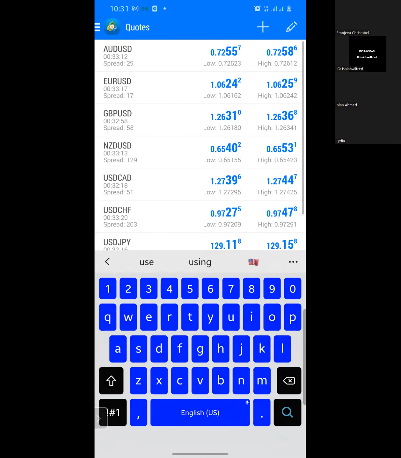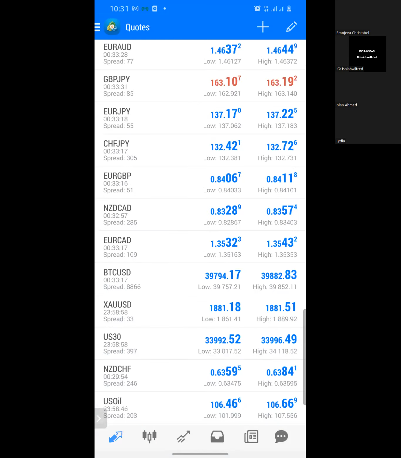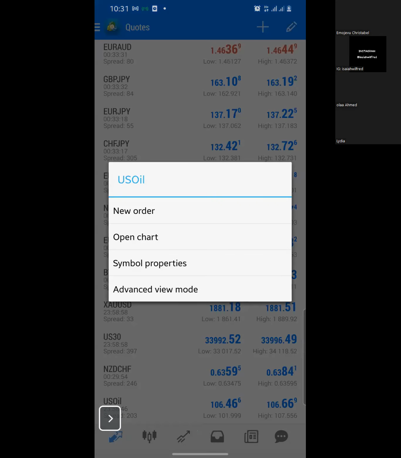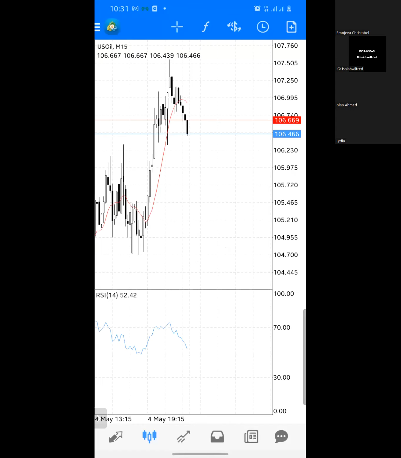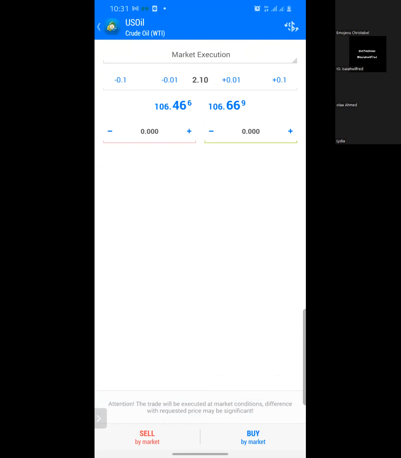Have you done that? Go back to your quotes page. It should be at the bottom. Click on US oil. Then open charts, or you can click on new order. Just go back to your chart.